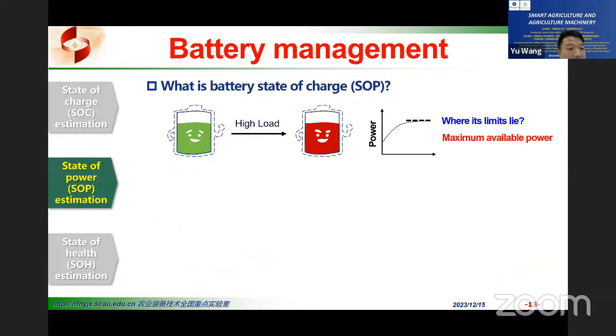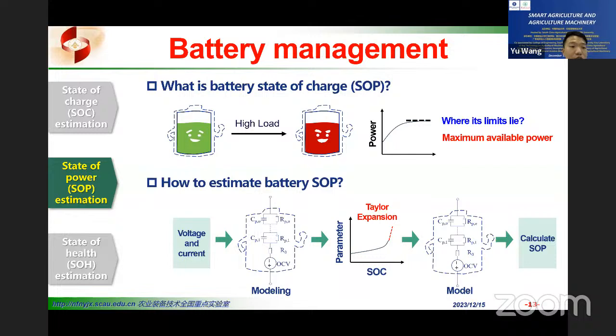Second, what is battery SOP? SOP is used to answer the question of where the limit of the battery lies. When the battery is under high load and needs to output high power, SOP refers to the power limit at that moment. How do we estimate it? We can treat the battery as a model composed of components such as voltage sources, resistors, and capacitors, and then solve the model parameters based on the observed current and voltage. Once we have the parameters, we can perform a Taylor expansion of the parameters on the SOC, extrapolate the limit of the parameters, and finally substitute the parameters back into the model to calculate SOP.